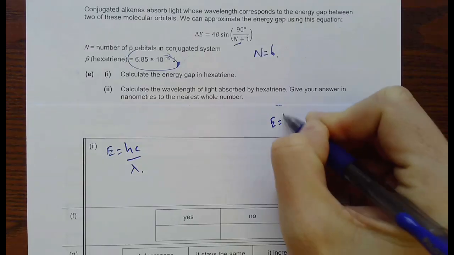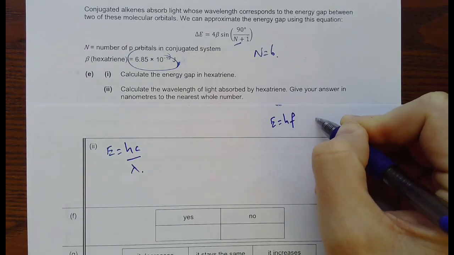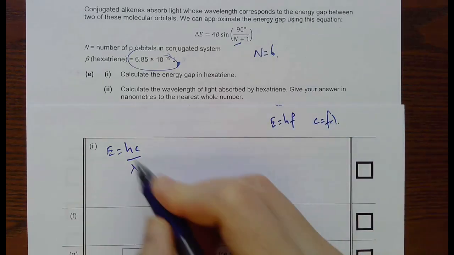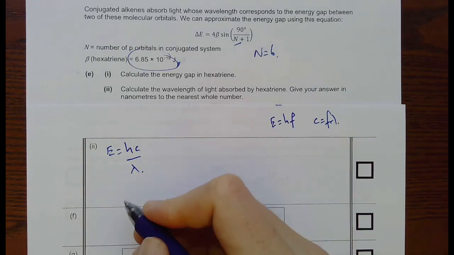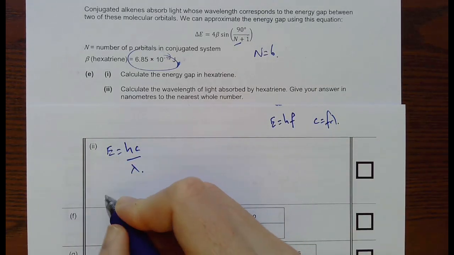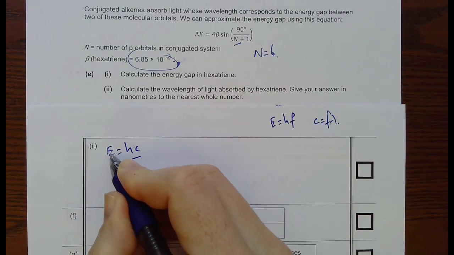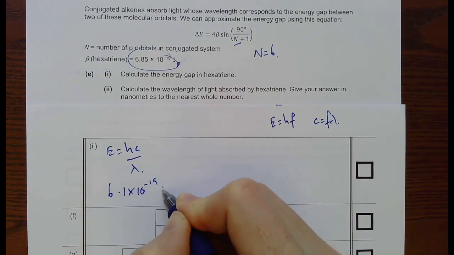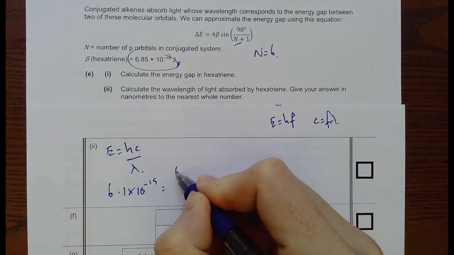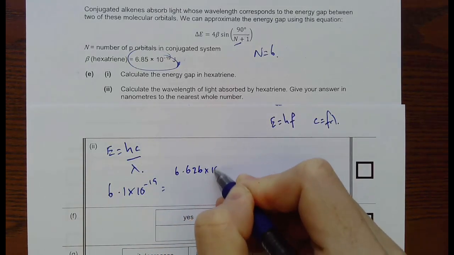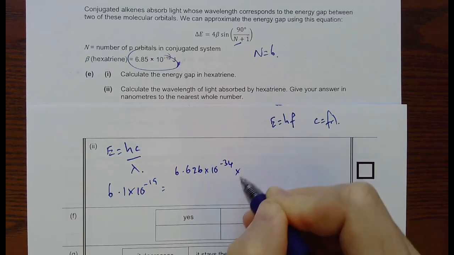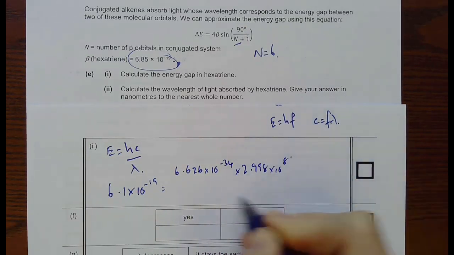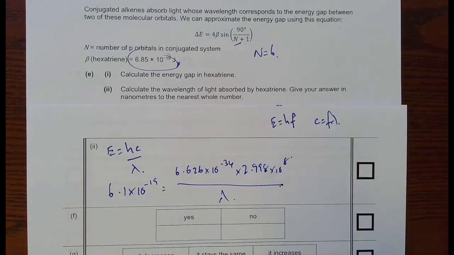Normally, you'd be given E equals hf and c equals f lambda, and asked to combine these into this form to do the calculation, but very generously they've given you the combined version. So we can just go ahead and put the energy gap in, 6.1 times 10 to the power of minus 19 equals Planck's constant, 6.626 times 10 to the minus 34, multiplied by the speed of light, 2.998 times 10 to the power of 8, divided by lambda.